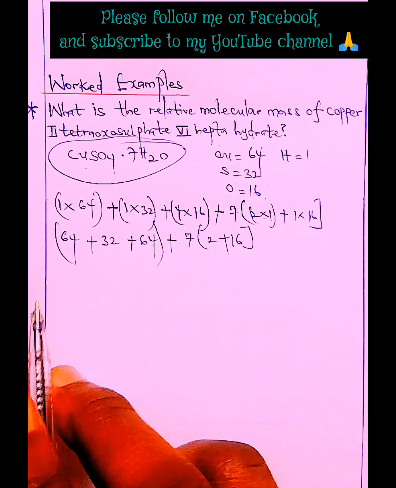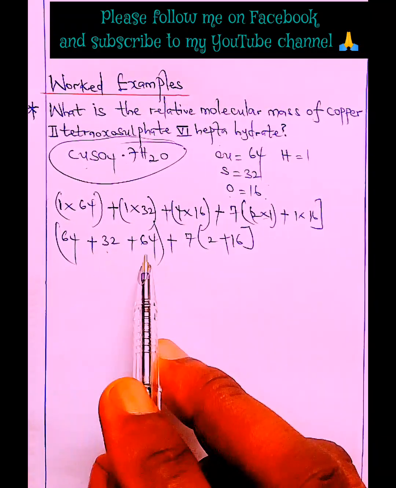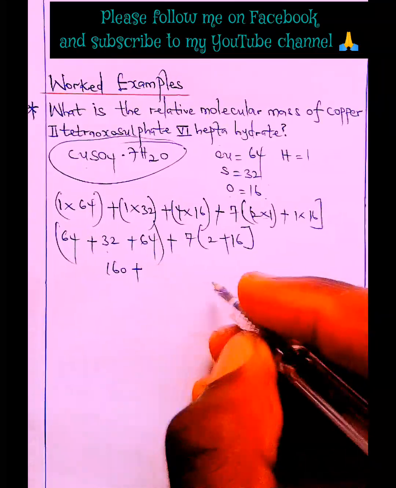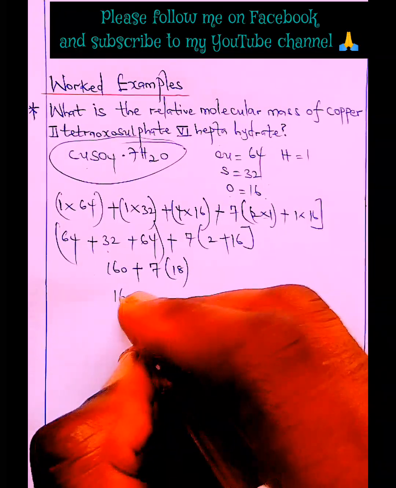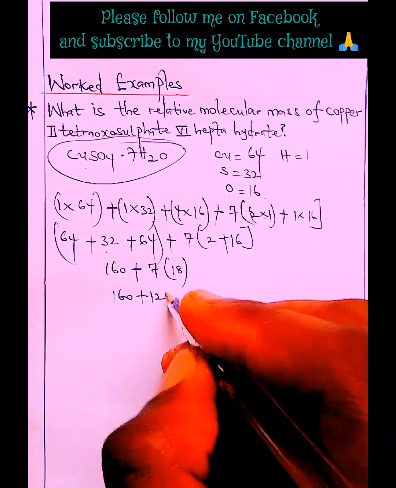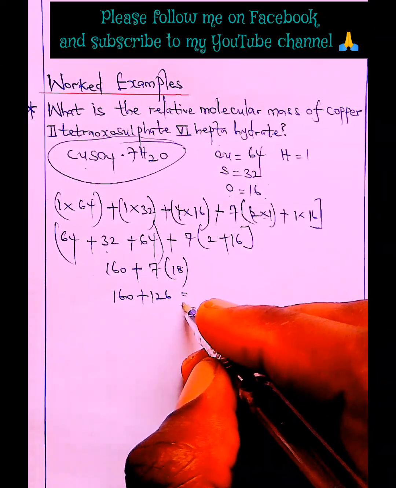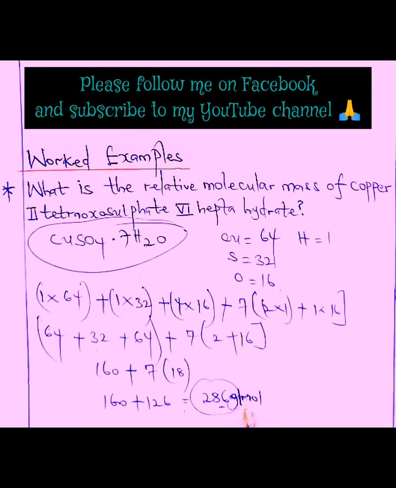So you're going to add up all this. 64 plus 32 is 96. 96 plus 64 is 160. Plus 7 times, 2 plus 16 is 18. So 160 plus 7 times 18. What do we have there? 126. 7 times 18 is 126. So 160 plus 126 will give us 286 gram per mole.